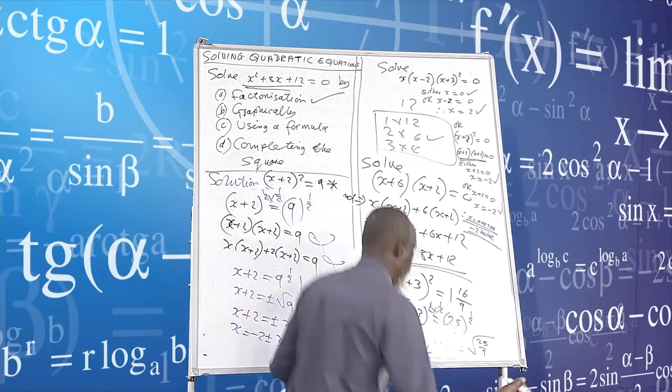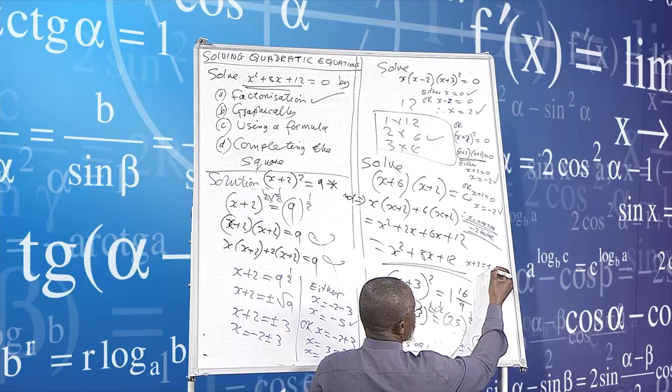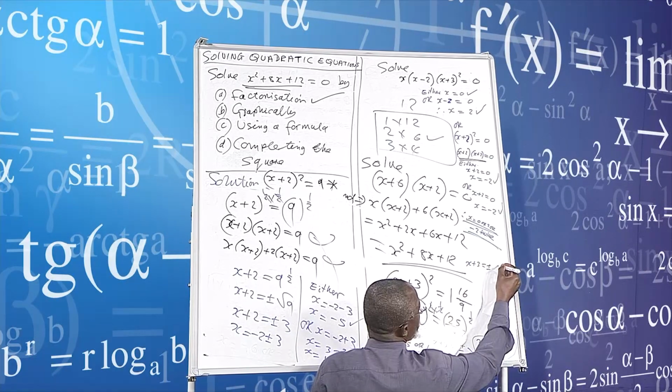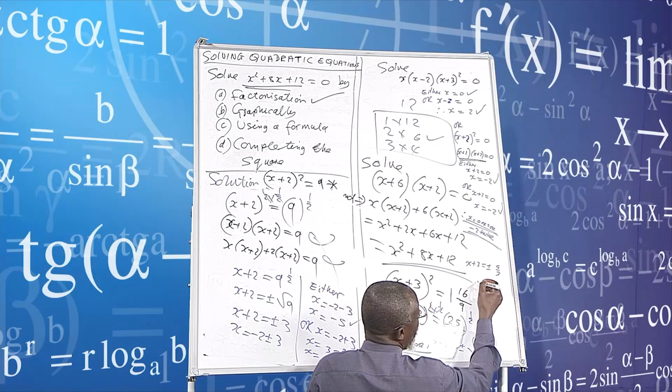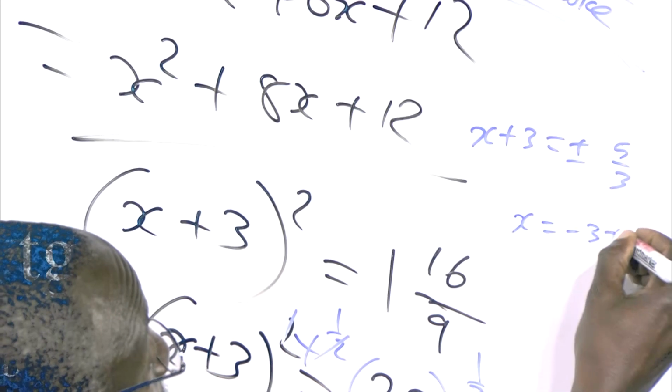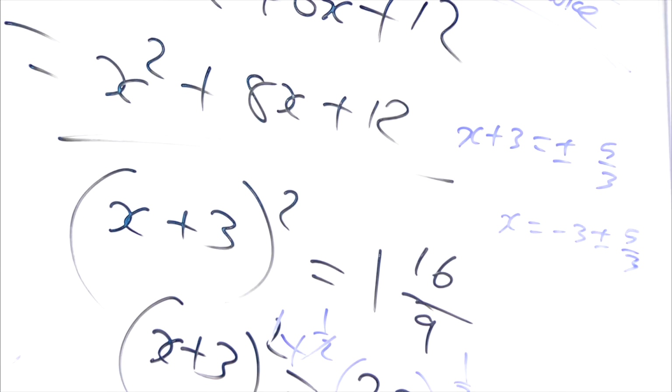It means x plus 3 is now equal to plus or minus the square root of 25 over 9, which is 5 over 3, which means x is equal to minus 3 plus or minus 5 over 3.